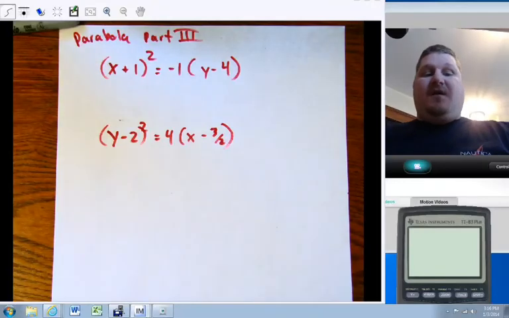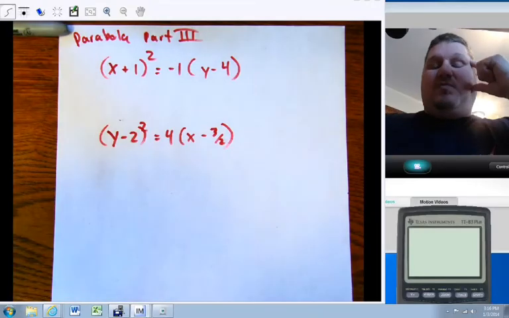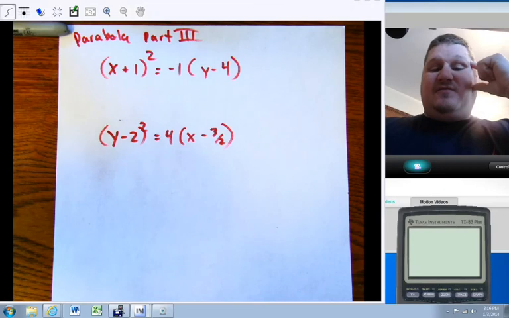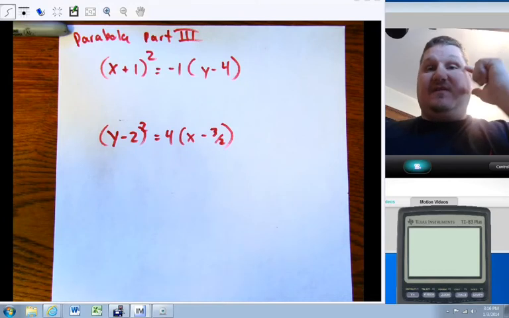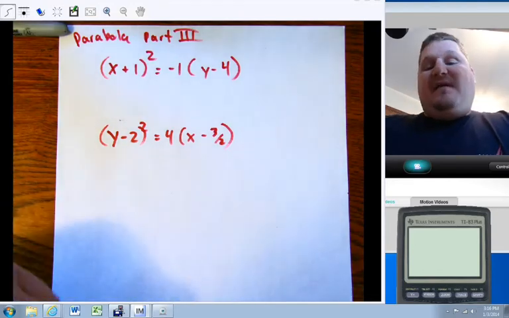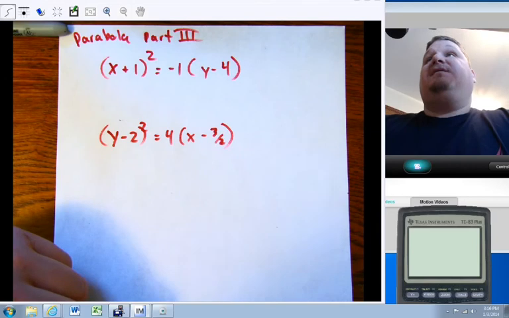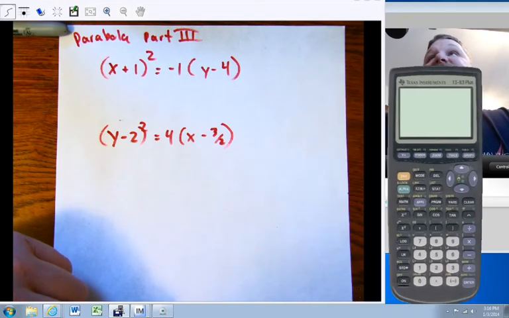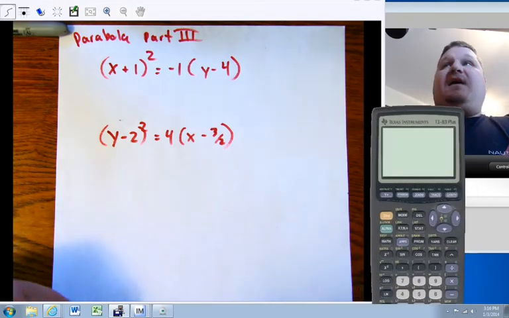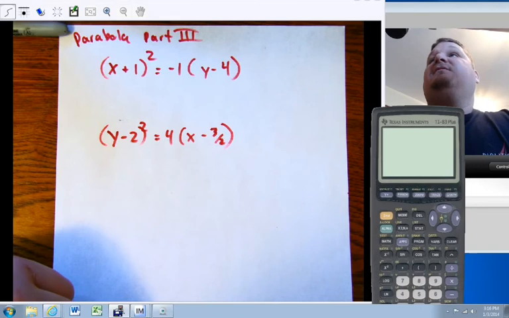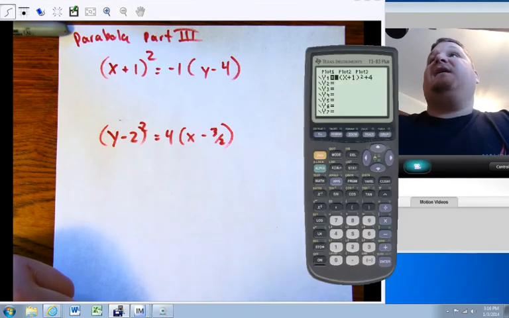Okay, final bit of parabolas. We've already talked about how to take them from general form to a standard form. We've already figured out how to complete the square, find the vertex, find the directrix, the focus, and the axis of symmetry. The problem is we've graphed them by hand, but to check our graphs it'd be nice to use a calculator.